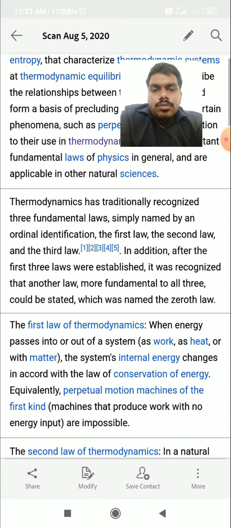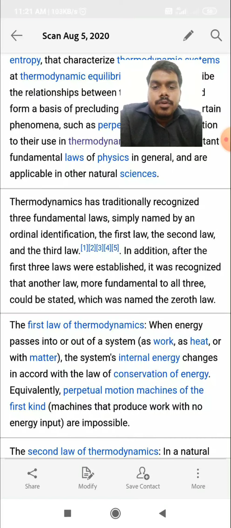I'll read again. Thermodynamics has traditionally recognized three fundamental laws, the first law, second law, and third law. In addition, after the first three laws were established, it was recognized that another law more fundamental to all three could be stated, which is named the zeroth law.